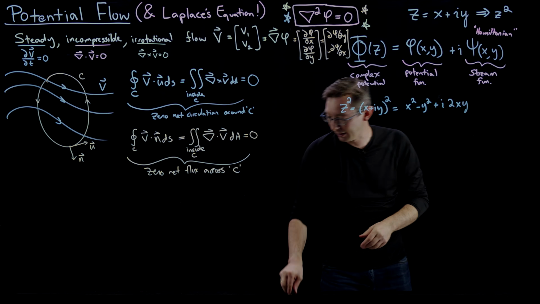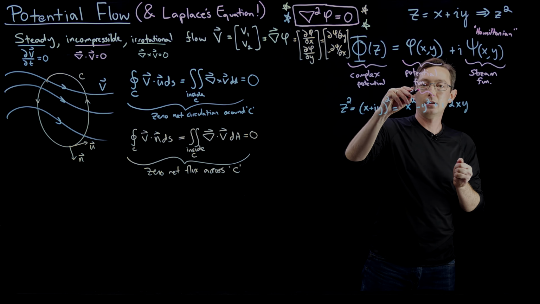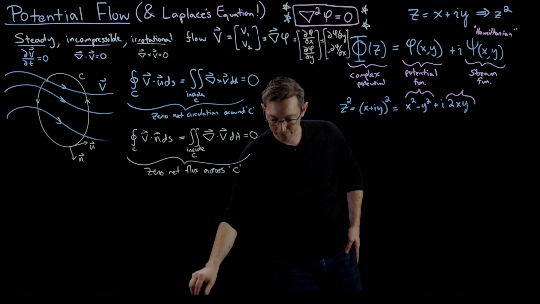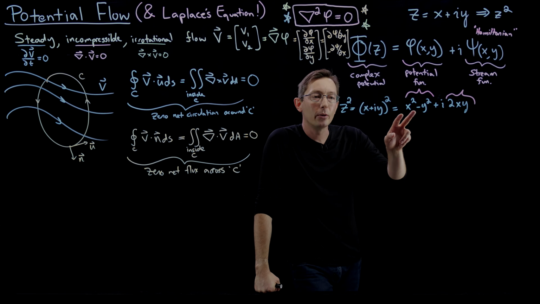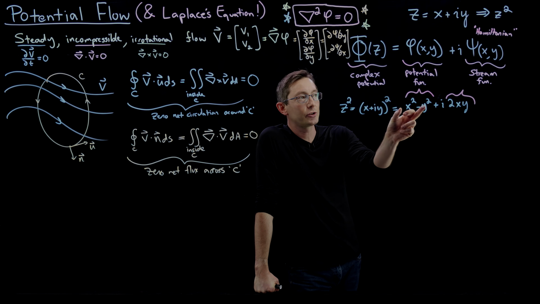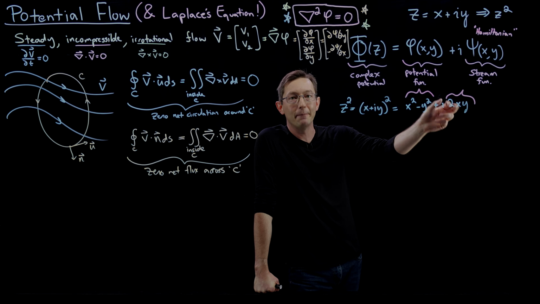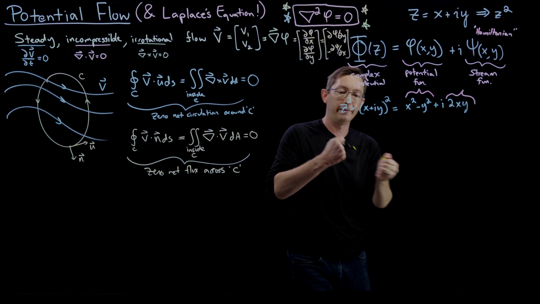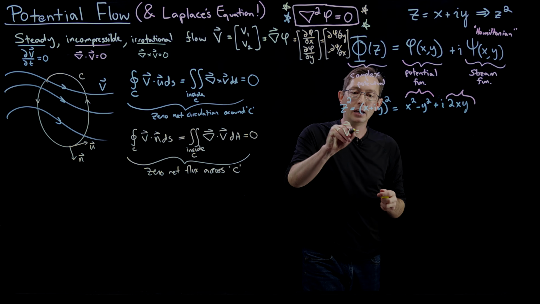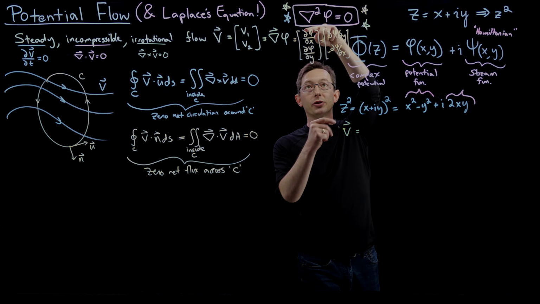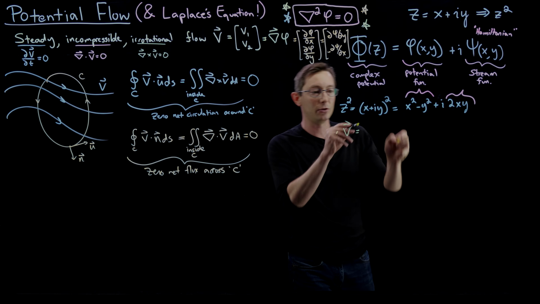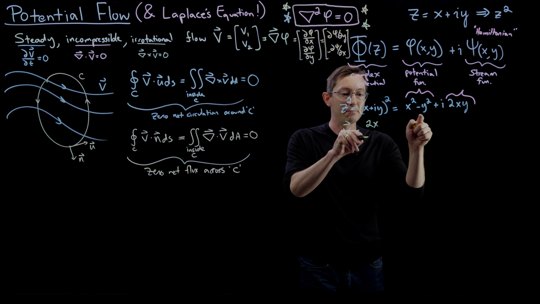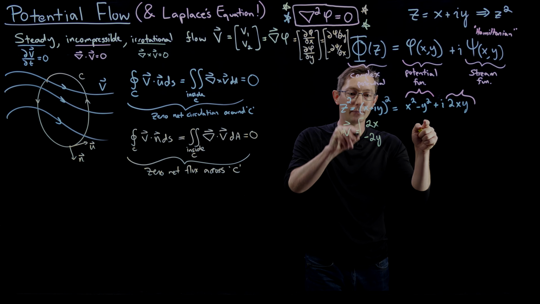This is literally my potential function. And this is my stream function. Good. And so now what we're going to do is this z squared, this potential function phi, or this stream function psi, actually establishes a vector field v. So we're going to say that v equals partial phi partial x. So partial phi partial x is just 2x. And partial phi partial y is minus 2y.